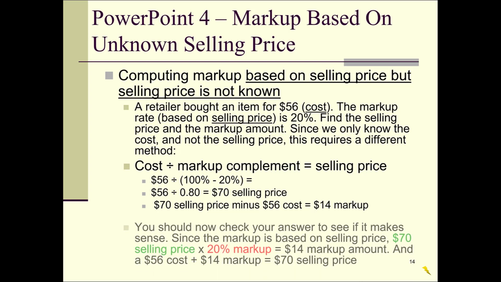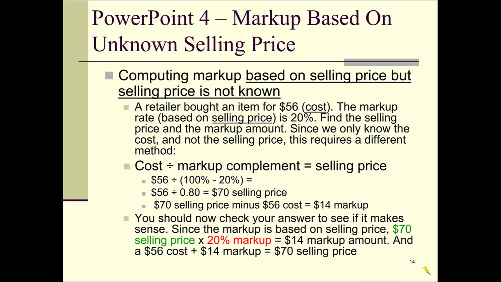You should now check your answer to see if it makes sense. Since the markup is based on selling price, the $70 selling price times 20% markup equals a $14 markup amount. You take the $14 markup amount, add it to the $56 cost, and there you get your $70 selling price. So the nice thing about this scenario is it's easy to check your work.